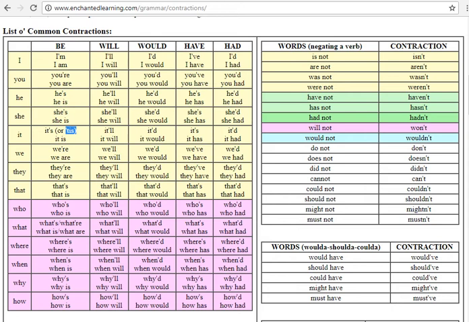You can choose some of the words and put it in the different contexts to see if you can pronounce the contractions. If you need any help with that, please let me know. But this is a wonderful list.